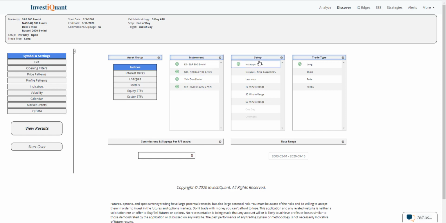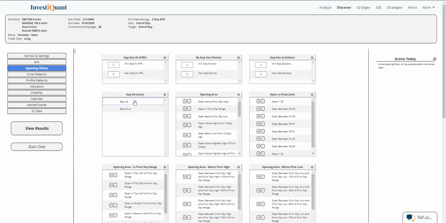We're going to use an intraday open setup, so that means it is getting long at 9:30 a.m. Eastern Time. It is exiting at the close of regular trading hours, which is 4:15 p.m. Eastern Time. For the opening filters, I'm simply going to say that the open is above the prior day close.